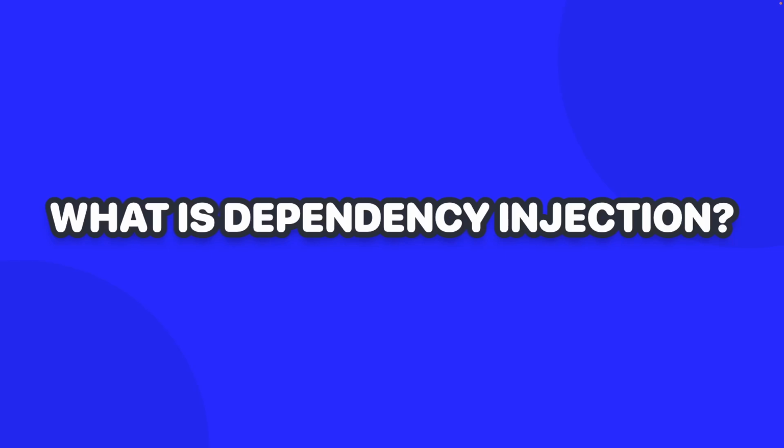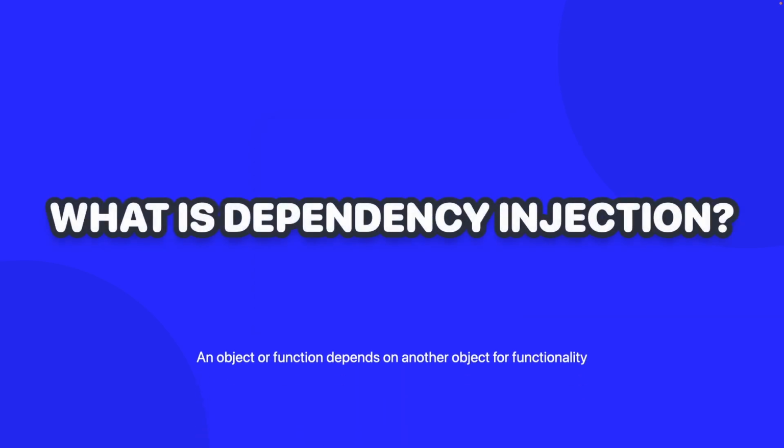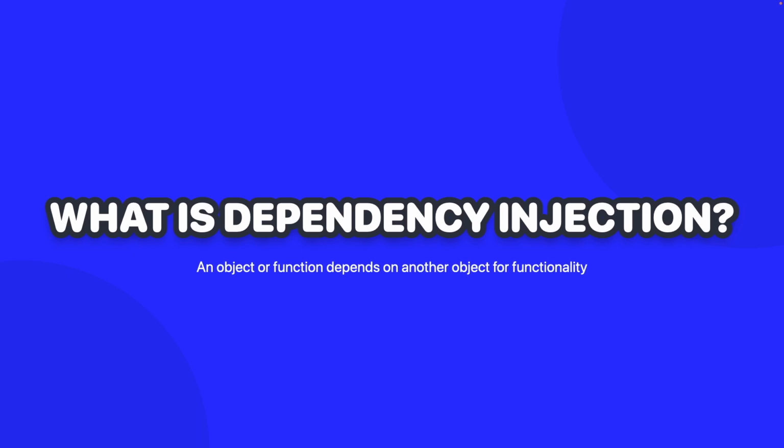In this video, we're going to discuss what is dependency injection. So if you watched some of my previous videos, you may have seen code that looks like this. But what actually is going on here? Well, this is us using dependency injection within our view model. In our upcoming videos, we're going to be using dependency injection to help us write our tests. But what exactly is it? Well, it's exactly what the name implies. It's essentially a way for when an object or a function depends on another object for a piece of functionality.